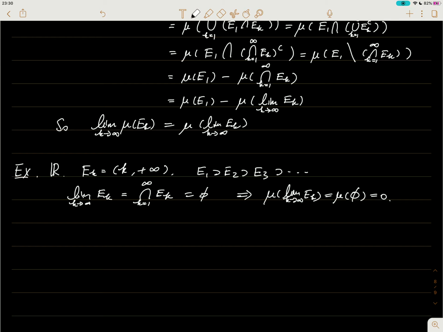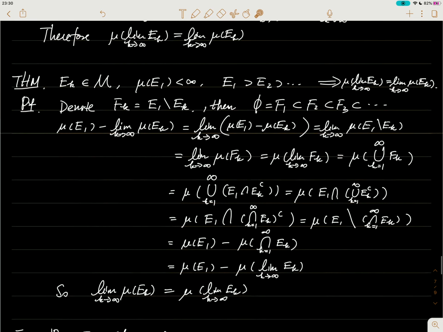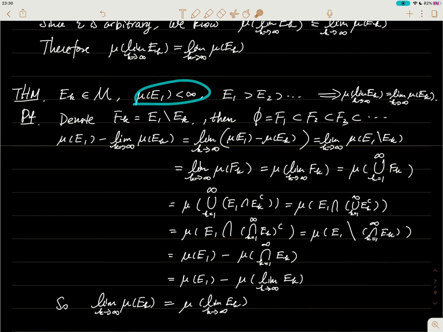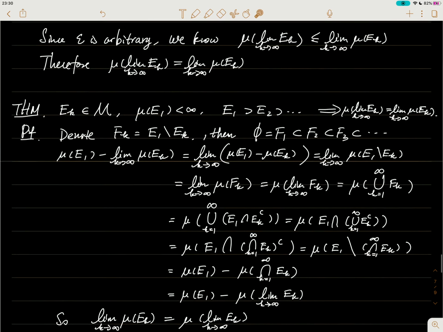But on the other hand, mu of E_k itself is infinite. So this means that the limit of this mu of E_k, because each one is infinite, is just infinite. So that's how we can see that this is not equal to this, since one is 0, the other one is infinity. Okay? So that's why the finiteness is important here for this decreasing case.